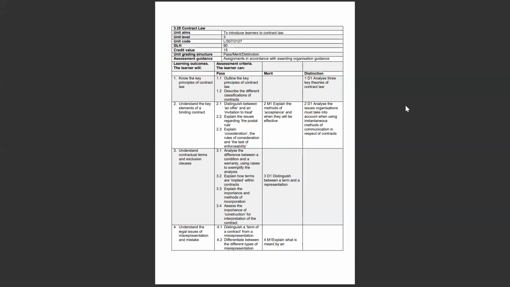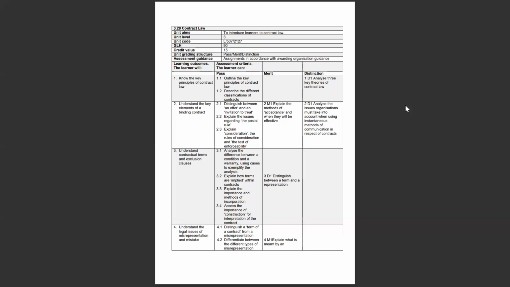So the first learning outcome that we did look at was to know the key principles of contract law. We looked at the key principles of contract law, the classifications of contract, and the theories behind contract law. So to gain a pass mark, we need to look at outlining the principles of contract law. 1.2 to describe the different classifications of contracts. To gain a distinction, the additional extension activities is to look a little bit further and look at D1, which is to analyse the three key principles of contract law.